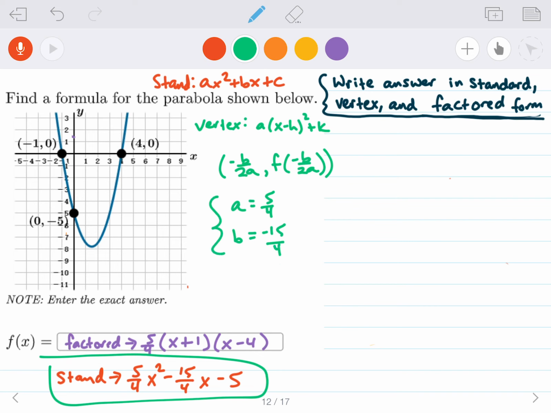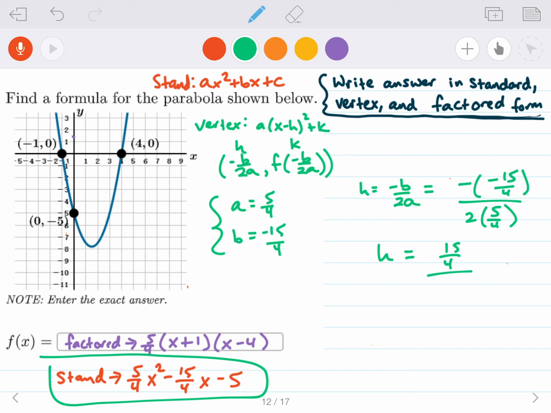And using this, I can figure out what my h is, right? H is equal to negative b over 2a. Therefore, in our case, h is equal to negative 15 over 4 divided by 2 times 5 over 4. And we can simplify this down. So these double negatives up here make a positive 15 over 4. And on the bottom, we have 2 over 1 times 5 over 4, which is 10 over 4.